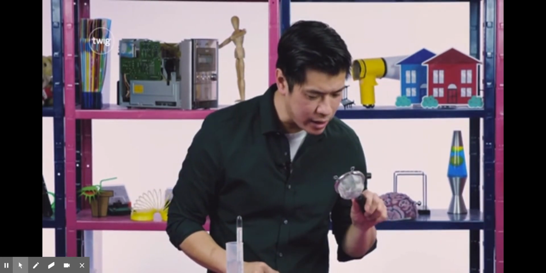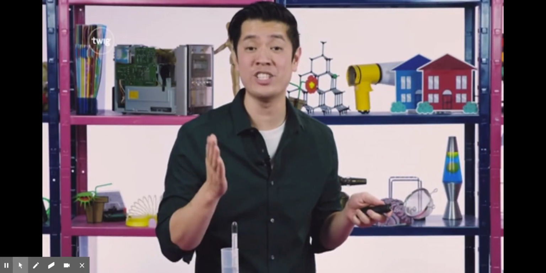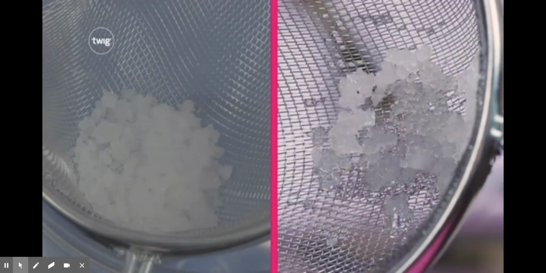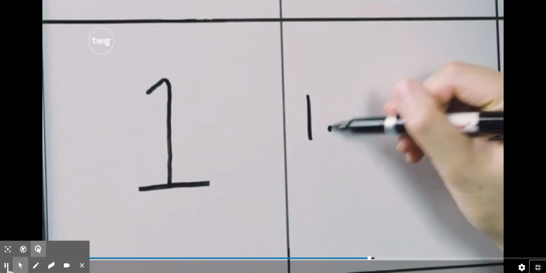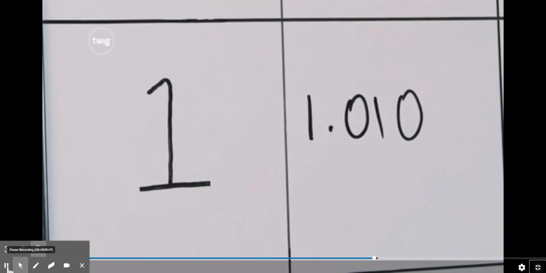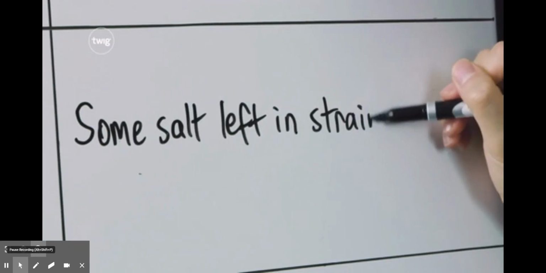The hydrometer reading has gone from 1 to 1.01, which means that the percentage of salt in the water has increased. But what about the salt in the strainer? Has that changed? You can see that the water has washed away some of the salt, so there's less salt in the strainer. After 1 pour, the hydrometer reading was 1.010. There was some salt left in the strainer.